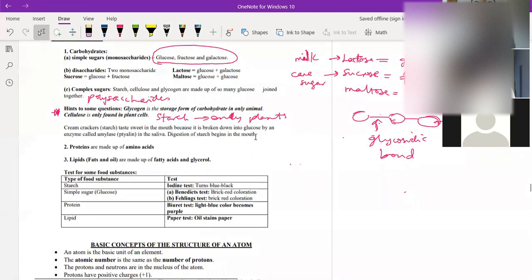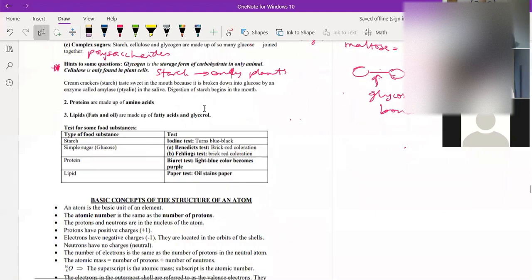All right, great. So this is the end of the carbohydrates. There's one more thing I'll add at the end: how to test for each of these carbohydrates. Now, for proteins.